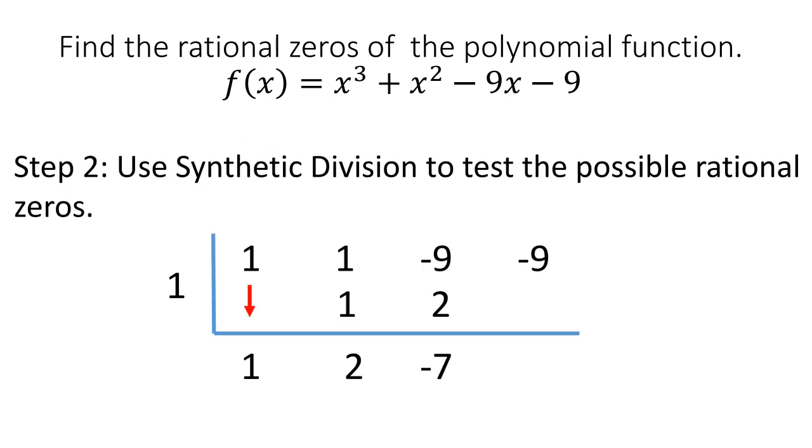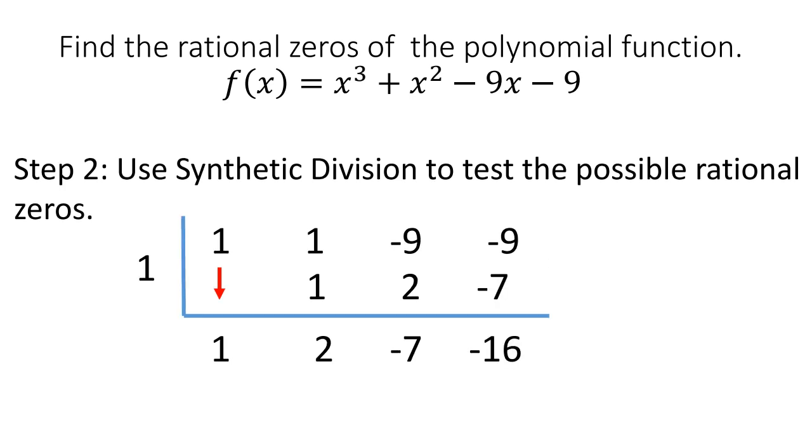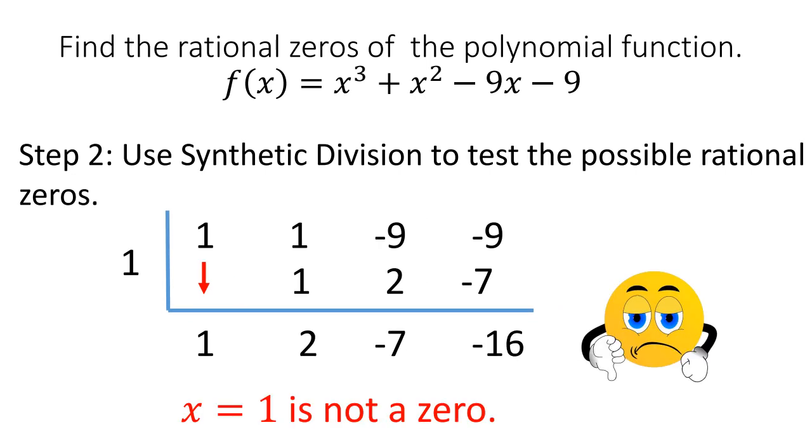1 times 1, I bring down my 1. 1 times 1 is 1. 1 plus 1 is 2. 1 times 2 is 2. -9 plus 2 is -7. 1 times -7 is -7. And -9 minus 7 is -16. So what this is telling me is that x equals 1 is not a 0. For me to have a 0, we want a remainder of 0 here. If we have a remainder of 0, that means it's a factored value, right? Okay, so this is not a 0, so this makes us sad.